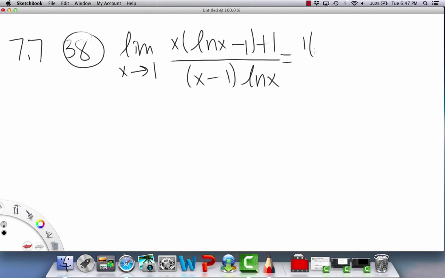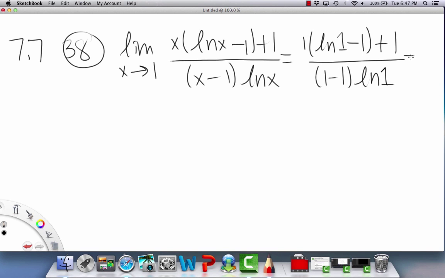So we're going to get 1 times (ln of 1 minus 1), plus 1. Okay, and then on the bottom we get (1 minus 1) times ln 1. So clearly on the top, that's going to be 1 times 0 minus 1, which is negative 1, right? So this is all negative 1 plus 1, 0 over 0. Okay, so yes, we do have to apply L'Hopital's.